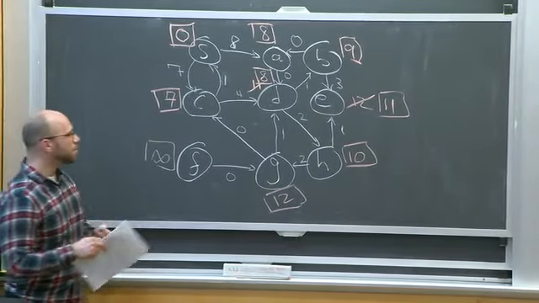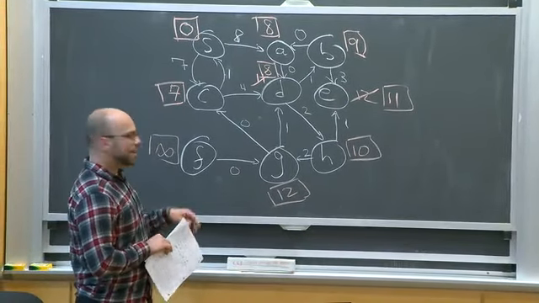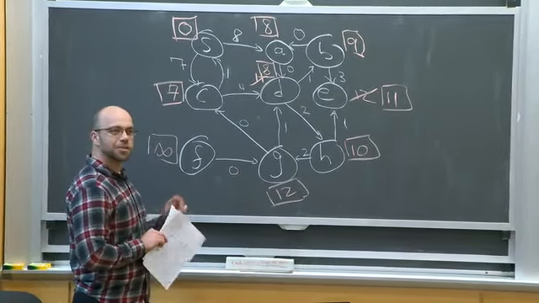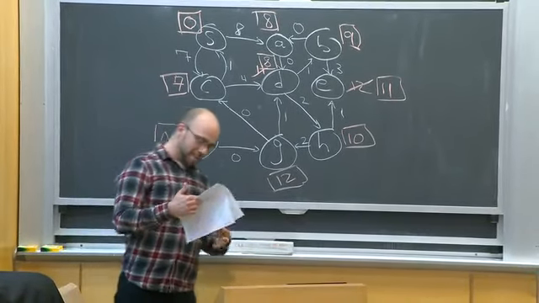Excellent. So the problem asks for two things. It asks for the single source shortest path distance. It also asks for the traversal order, which I forgot to do while I was doing this problem, but you could retrace it pretty easily. Okay, so that's part A.